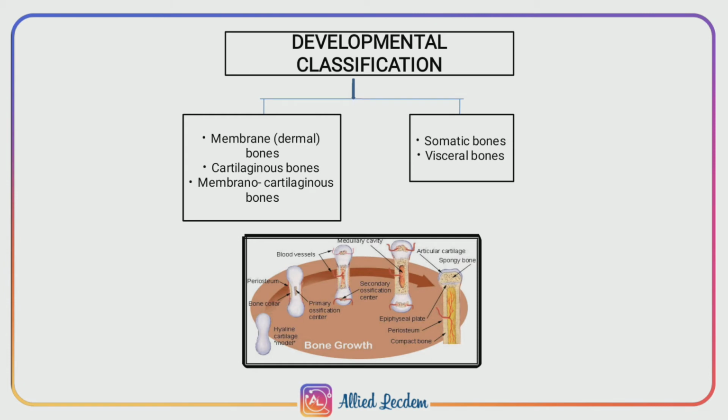Next, the second type is the somatic bones and visceral bones. Most bones are somatic. Visceral bones are few and develop from pharyngeal arches. Examples are hyoid bone, part of mandible and ear ossicles. According to regional classification, it is divided into two, that is axial skeleton and appendicular skeleton. This we saw in the previous video.